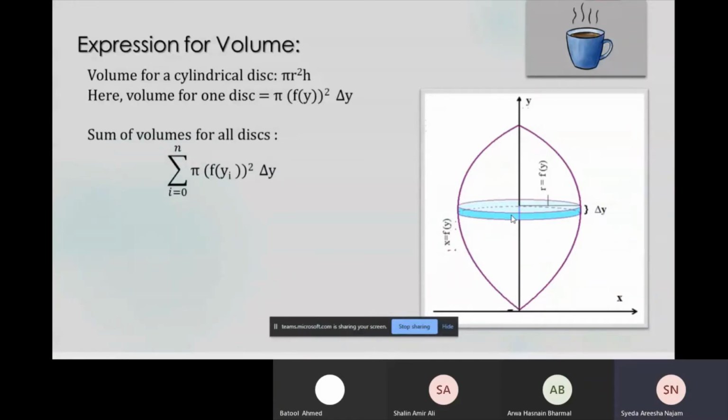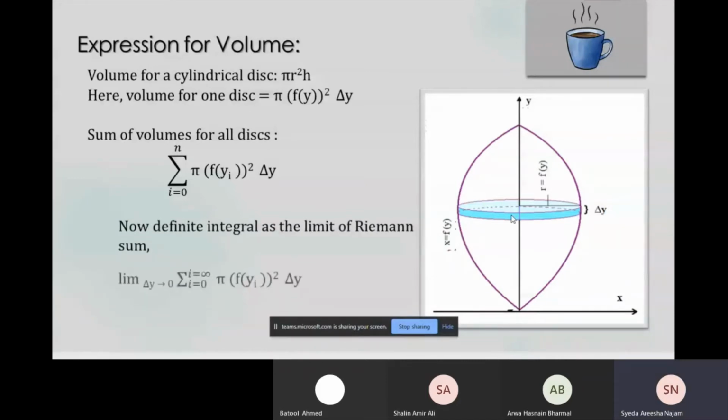referring to the concept of our Riemann sums, we know that if the volume of one disk is computed as follows, then the sum of volumes will represent the volume of the entire solid of revolution that is signified by this summation. And now, with the definite integral as the limit of the Riemann sum, we have this final expression for the volume.